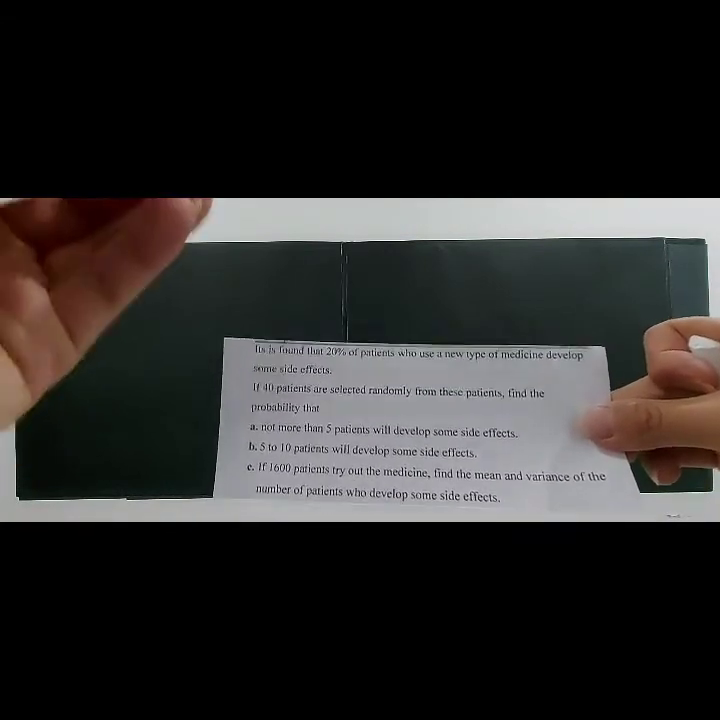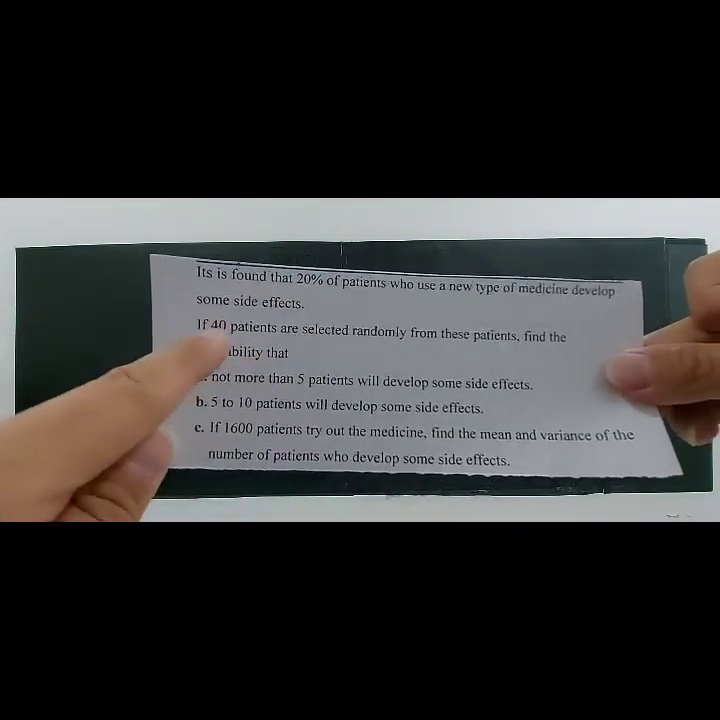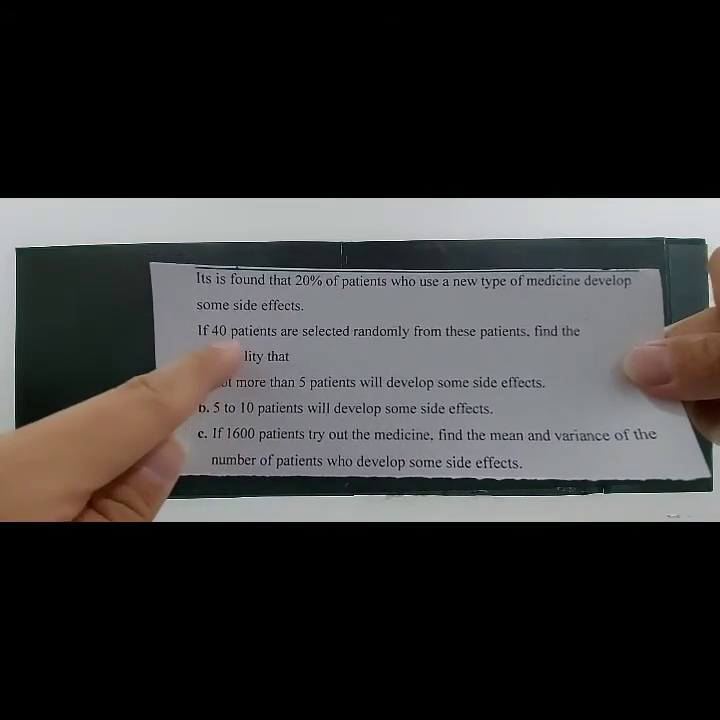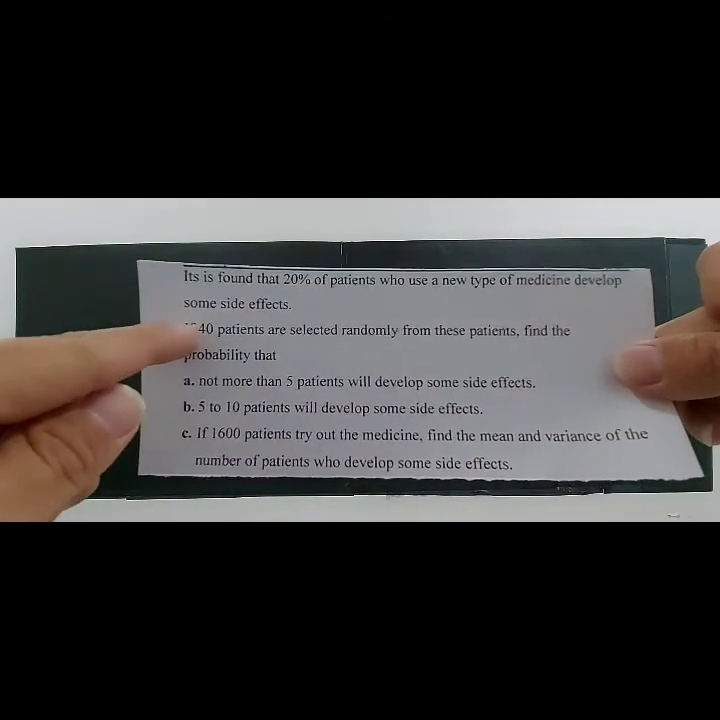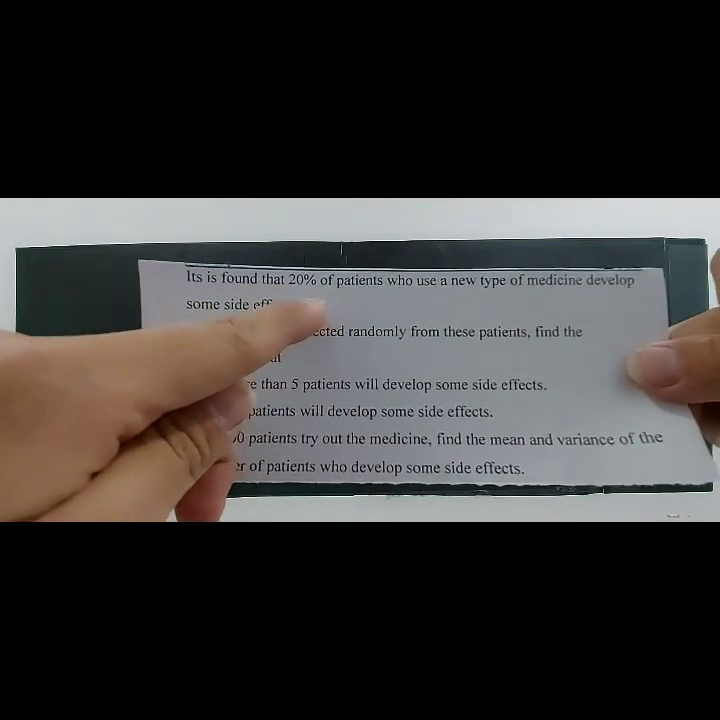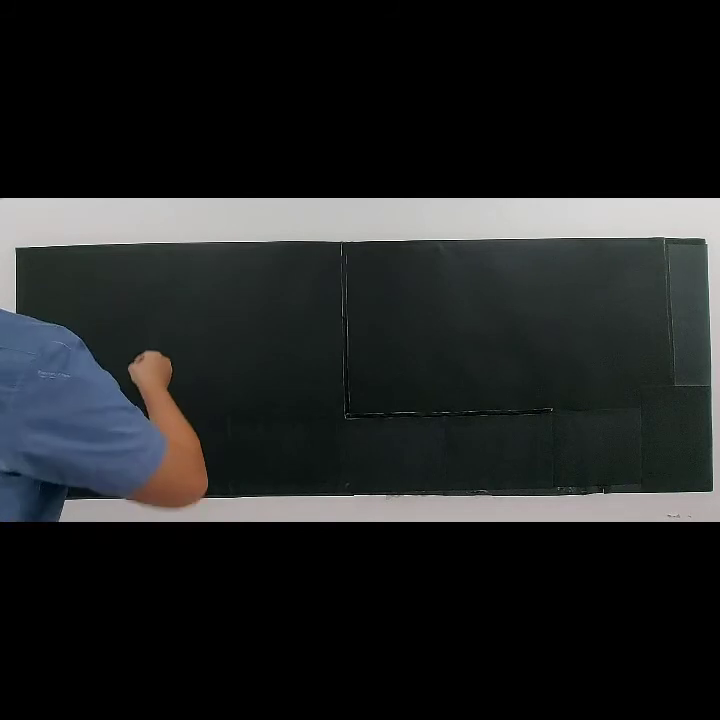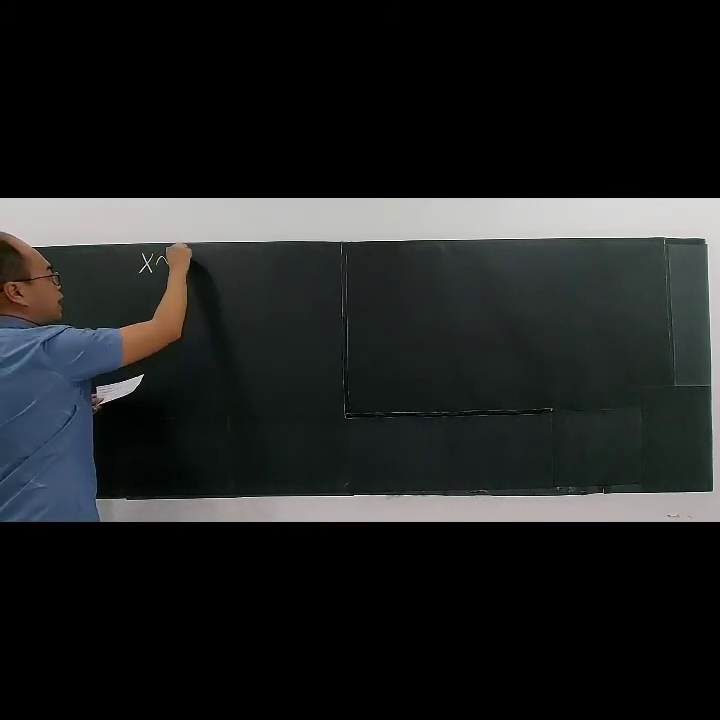Each patient will try the medicine, right? Not all will get the side effect. There is a probability that not all are getting the side effect. Alright, 40 going for a try. So they want to study the 20% of the patients who use the new type of medicine, which means that 20% develop the side effect. So it means that I want to try.